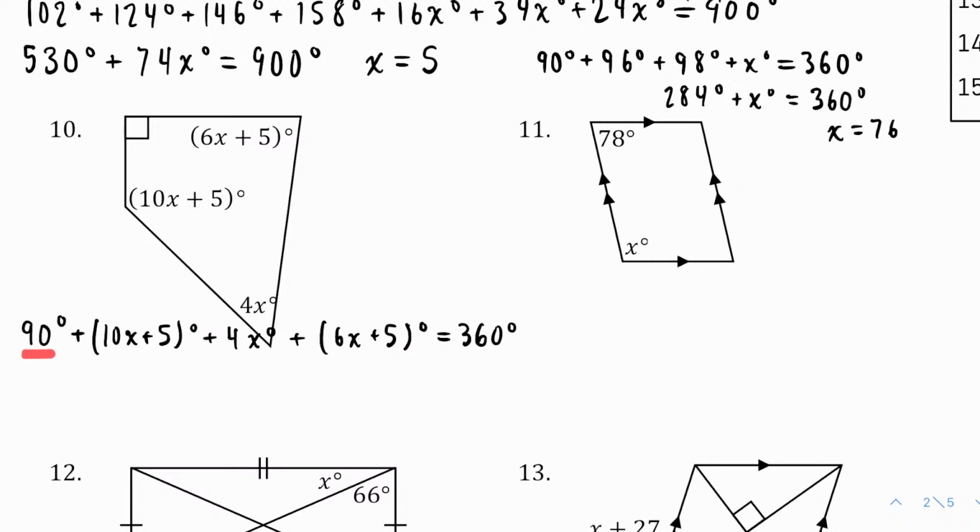So my like terms here are 90, 5, and 5, it looks like. So that adds up to 100. And then for the x's, it's 10x, 4x, and 6x, so that's 20x. So if I subtract 100 from both sides, I get 20x equals, my mind just blanked, 260. Divide both sides by 20, and x equals 13.